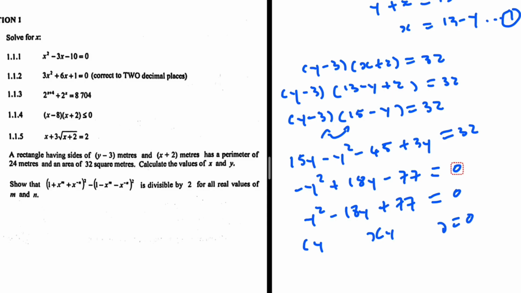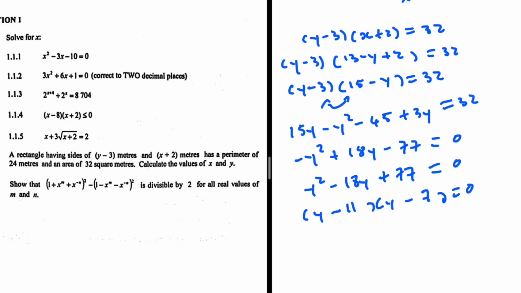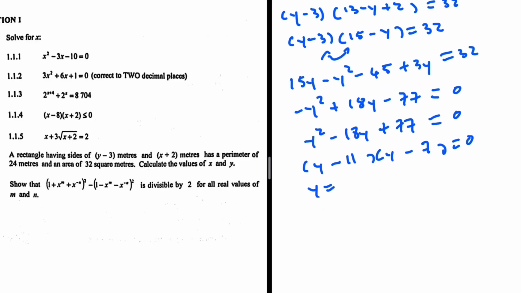So we need two numbers that when we multiply we get 77, and when we add we get minus 18. So that is minus 11 and minus 7. Okay, they will give me 77. So y is equal to 11 or y is equal to 7, right?